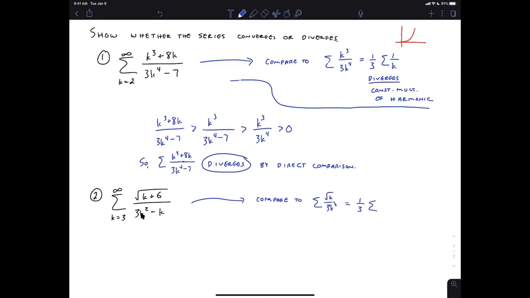We're going to simplify that by factoring out the 1/3. And then square root of k is k to the 1/2. So I can rewrite this as 1 over k to the 3/2. Questions to there? All right, we're going to say then that converges because it's a constant multiple of a p-series where p is 3/2, which is bigger than 1. Does that make sense to everybody?